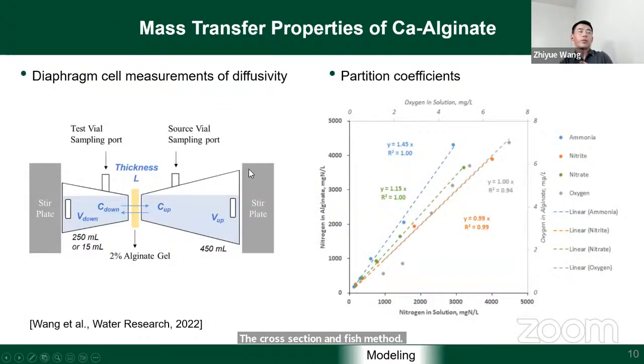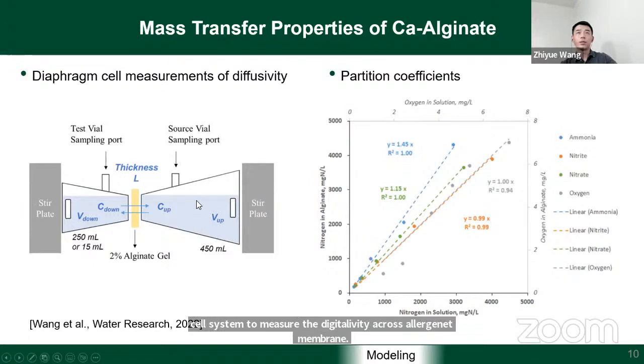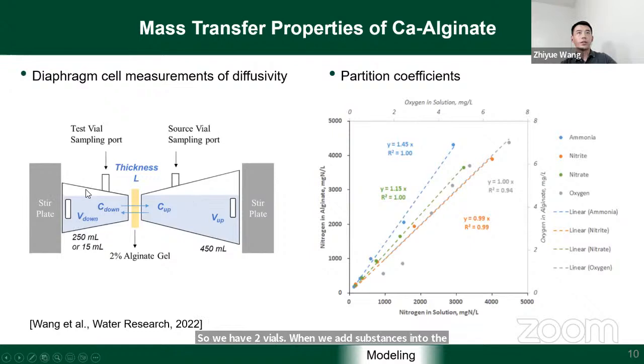So the first item we need to decide on when we establish a model is to determine the mass transfer property of the encapsulant we use. In this case, it's calcium alginate. So we simply use this diaphragm cell system to measure the diffusivity across an alginate membrane. So we have two vials. When we add substances into the source vial, we track the change of concentration in the test vial over time to see how fast the substrate diffuses through this membrane made of alginate. And then we repeat that for all the key substrates in biological nitrogen removal. That includes ammonia, nitrite, nitrate, and oxygen.